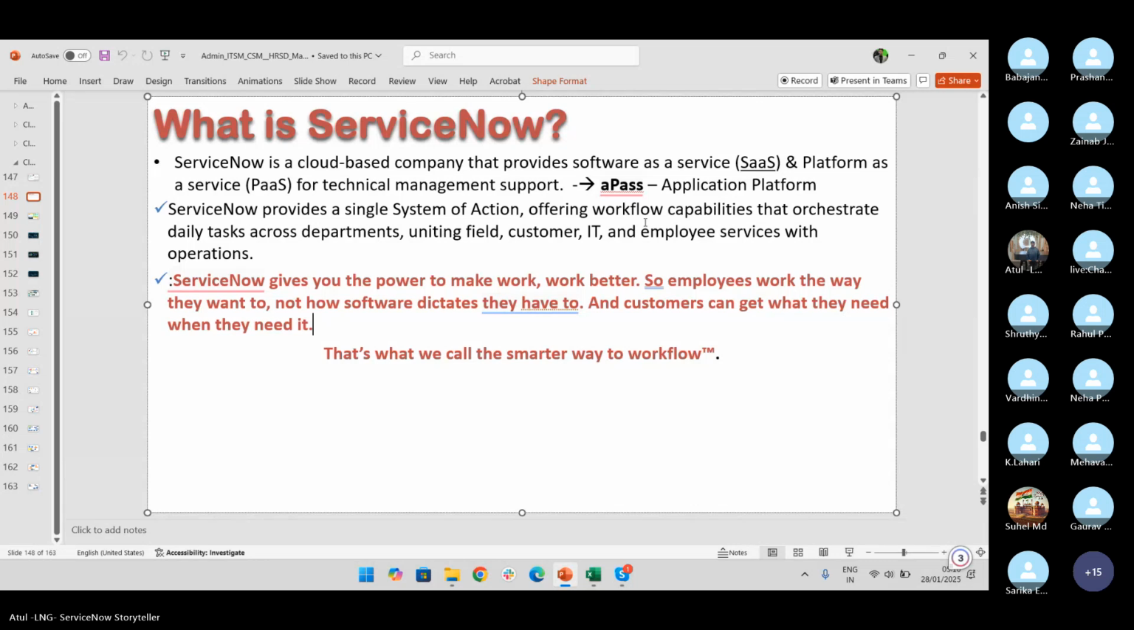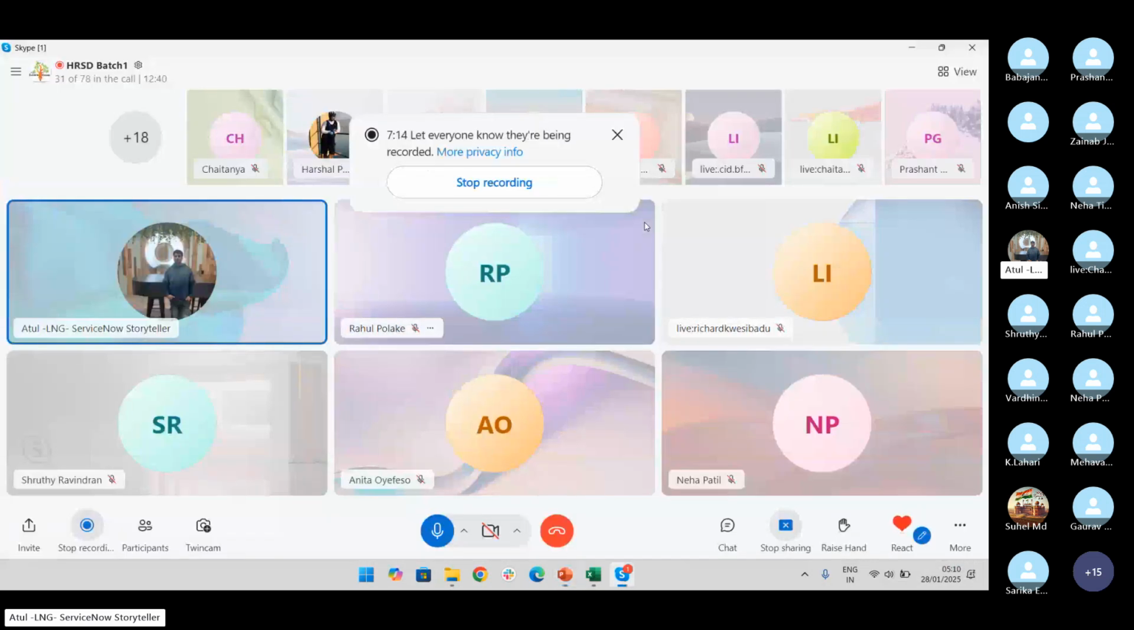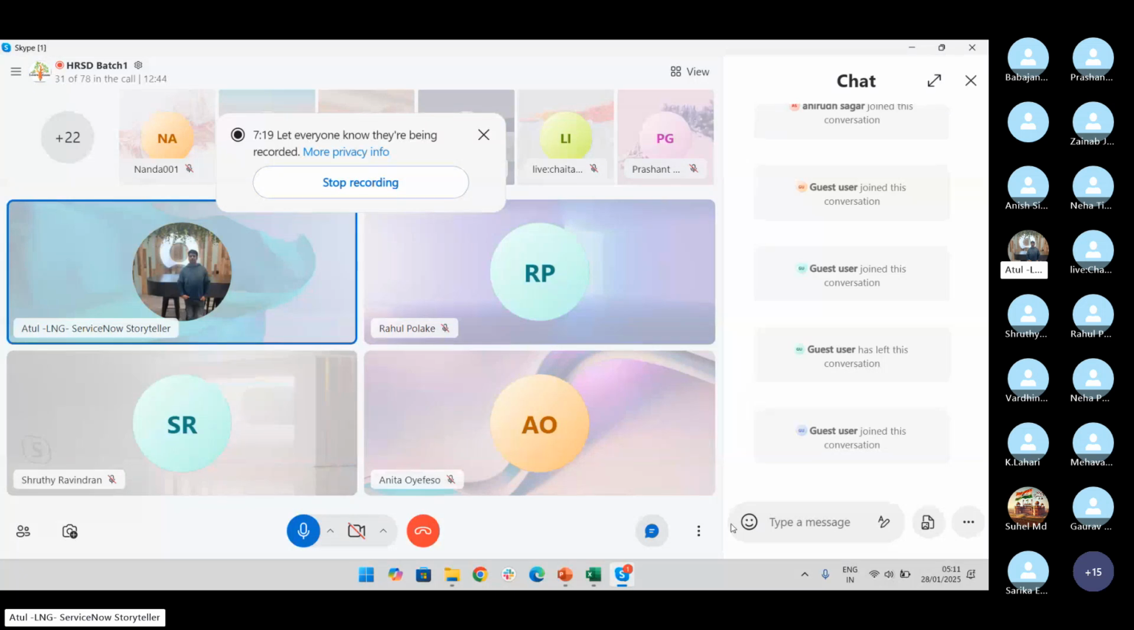Does anybody know? Okay, just give me the answer in the chat window. Nobody will speak. Okay. When ServiceNow was founded, in which year was ServiceNow founded? Put it in the chat.